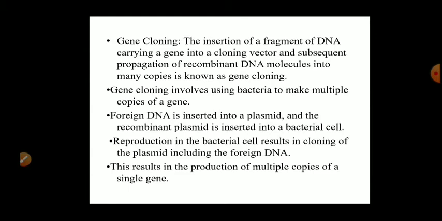The foreign DNA of choice is inserted into a vector like a plasmid. Once you insert a foreign DNA into the plasmid, it is called a recombinant plasmid. This recombinant plasmid is inserted into a bacterial cell. As the bacterial cell reproduces and multiplies, each daughter progeny gets the recombinant vector with it. This results in the production of multiple copies of the single gene.